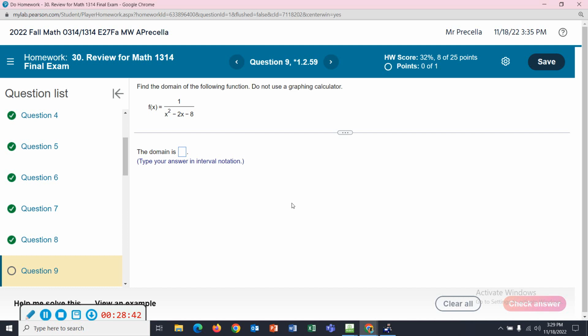Find the domain of the following function. Let me write this. Find the domain of 1 over x squared minus 2x minus 8. And we want this domain stated in interval notation. That's with the parentheses and infinities and so forth.